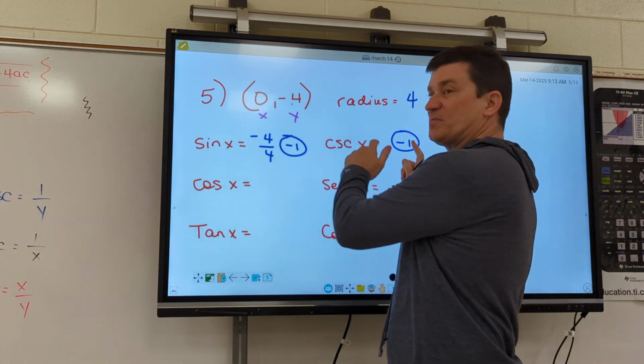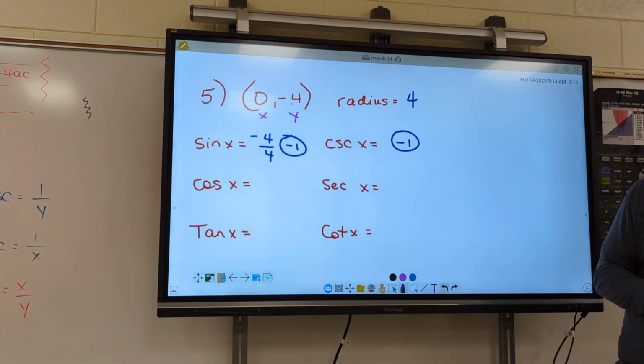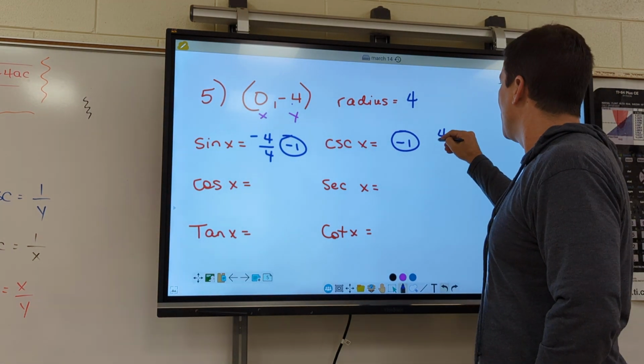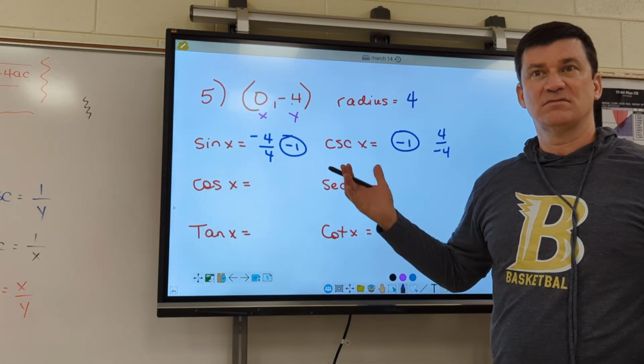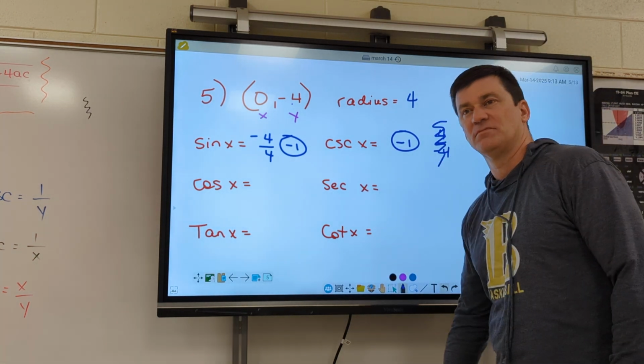So look, it is possible to get the same answer when you flip it. If you flip that, then it's just 4 over -4. Isn't that still -1? Oh, yeah. Okay. So -1, when you flip it, is still -1.